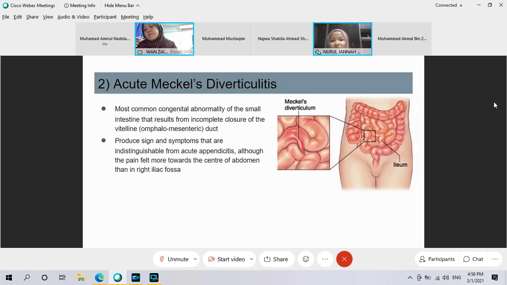So next, the second one is acute Meckel's diverticulitis. This is the most common congenital abnormality of the small intestine, which results from incomplete closure of the vitelline, or we know as omphalomesenteric duct here. This pathologic condition will produce signs and symptoms that are the same as acute appendicitis, but the pain will be more towards the center of the abdomen than in the right iliac fossa. So, okay.